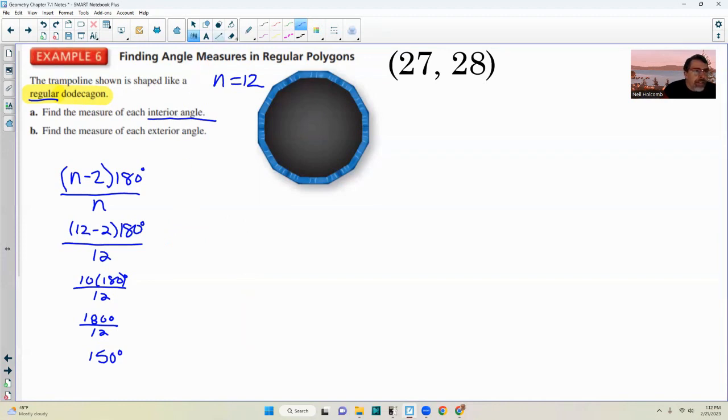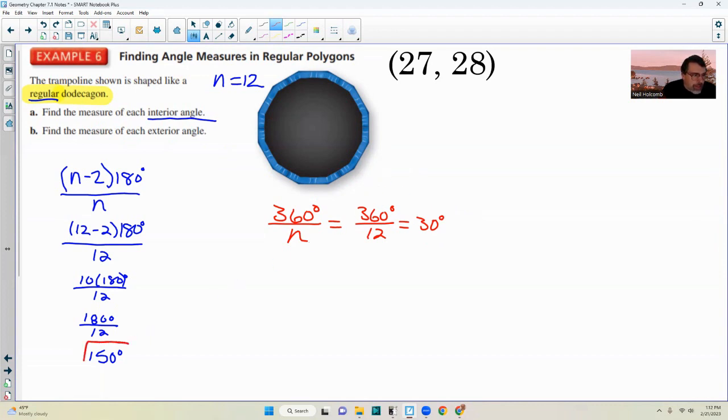Find the measure of each exterior angle. Well, there's 12 sides, so there's 12 angles. And the sum of the exterior angles is always 360 degrees. So what you're going to do here is take 360 degrees divided by n, the number of sides. That's 360 degrees divided by 12, which equals 30. 12 goes into 36 3 times with a 0 left over. So the measure of each exterior angle is 30 degrees.